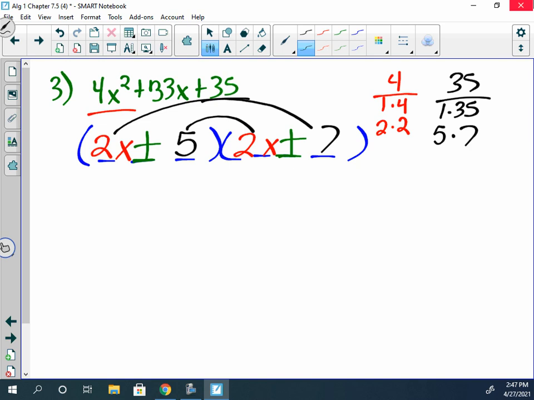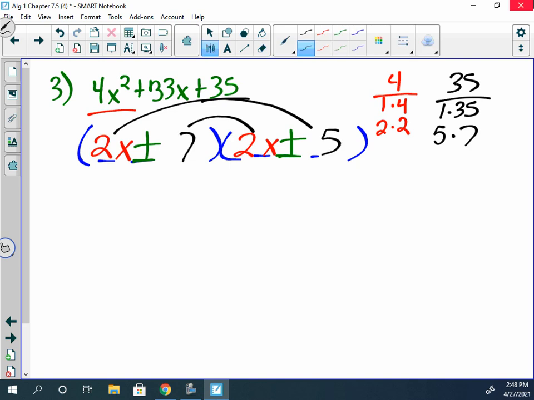Well, 2x times 2x will give us 4x squared. 5 times 7 would give us 35. So those two are good. So the one that we need to focus on is 2x times 7, which is 14x. 2 times 7 gives us 14. And 5 times 2x gives us... is that what we wanted? No. Okay. Now we can switch the 5 and 7.